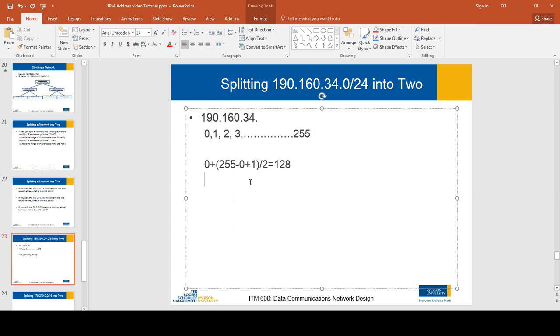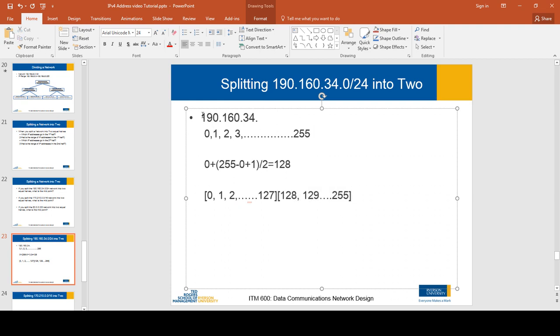That means 0 to 127, that is 0, 1, 2, and then up to 127, would be the first half, and 128, 129, and up to 255 would be the second half. We have 128 IP addresses in the first half and 128 IP addresses in the second half.